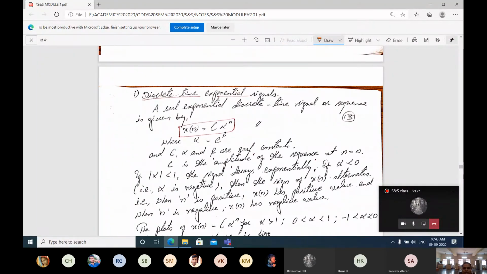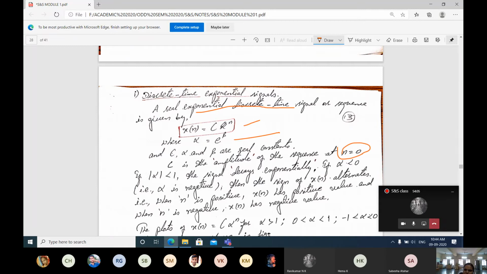Observe here, the first one is the discrete time exponential signal. A real exponential discrete time signal or sequence is taken as x of n is equal to c alpha raised to n, where alpha is taken as e power beta. Remember this equation. C, alpha and beta are real constants. C is the amplitude of the sequence at n equals 0. At n equals 0, C has some value.